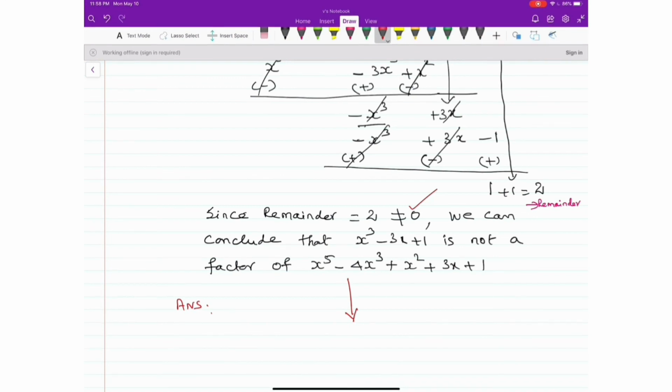With that, we have come to the end of today's session. And now you know how to verify the division algorithm for polynomials, and also how to check whether the given polynomial is a factor or not.